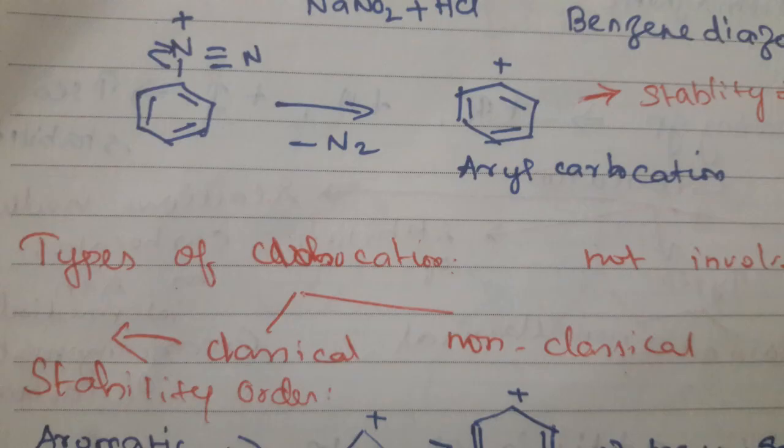We will now see the types of carbocation. There are 2 types of carbocation: one is classical carbocation and the other one is non-classical carbocation. Let us discuss non-classical carbocation later.